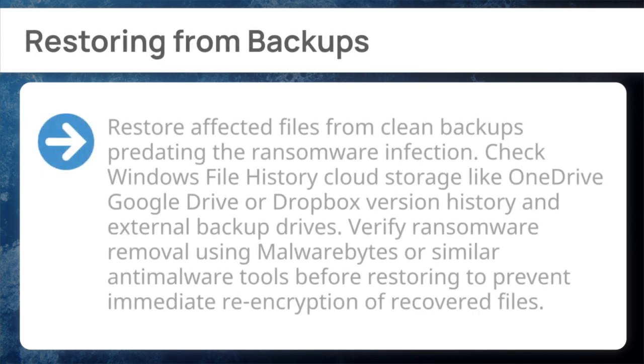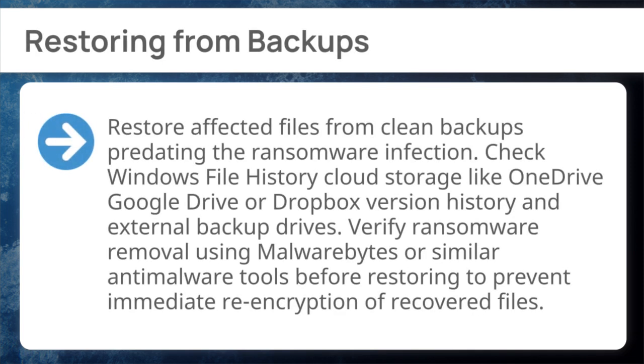Next, restoring from backups. Restore affected files from clean backups predating the ransomware infection. Check Windows file history, cloud storage like OneDrive, Google Drive, or Dropbox version history, and external backup drives. Verify ransomware removal using Malwarebytes or similar anti-malware tools before restoring to prevent immediate re-encryption of recovered files.